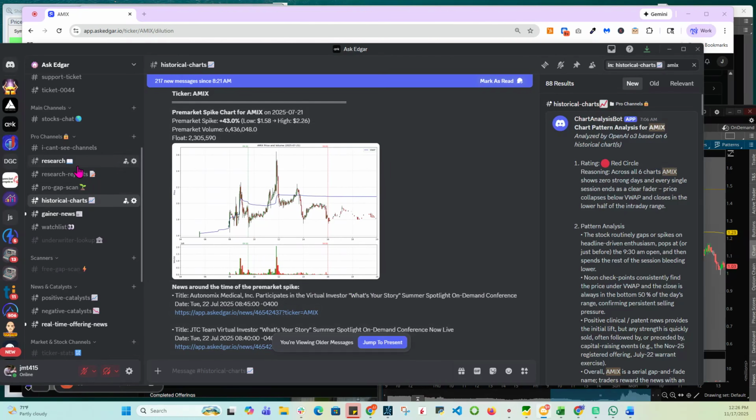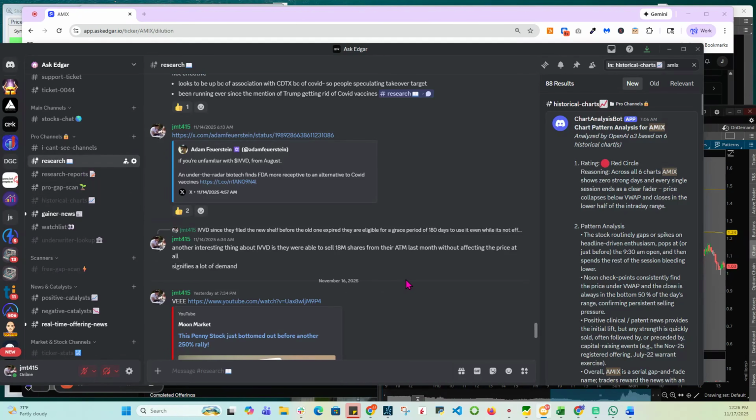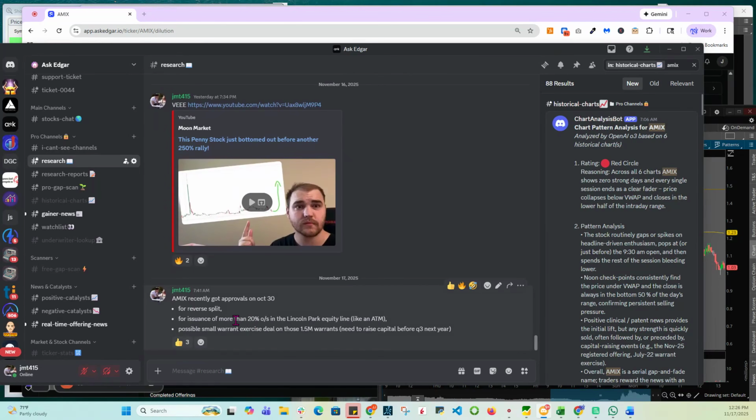And then we also have a lot of traders that actually only have the research on. This is stuff that I'm personally posting, and I try to focus on what I think is the most relevant information in research. So with AMIX, I'm just pointing out what I think is most important, which is the fact that they got this approval for reverse split. That's an important potential catalyst. They just got approval to issue more than this minimum threshold and this equity line, which is like an ATM. And I mentioned the possibility of this warrant exercise deal, which is going back to that chart. That's why that chart was of interest, because I think another warrant inducement deal is possible.